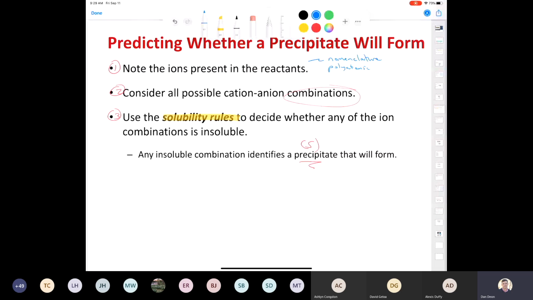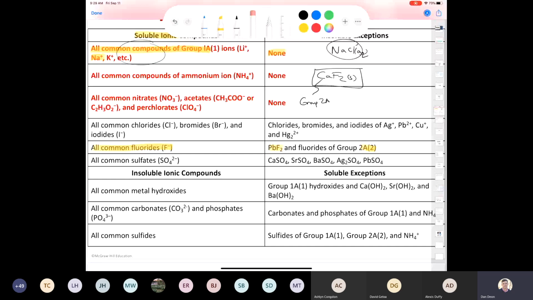Then you're going to consider all the possible cation and anion combinations that you could make, and then you'll go to the solubility rules table to decide whether you're going to get an insoluble or a precipitate at all, okay? Now, the solubility table, this is kind of where we left off last class. And I went over this a little bit, and I said, you basically take your ionic compound, and then you use this table to help you determine whether or not something is going to be soluble or insoluble.